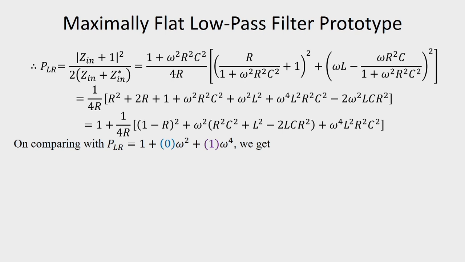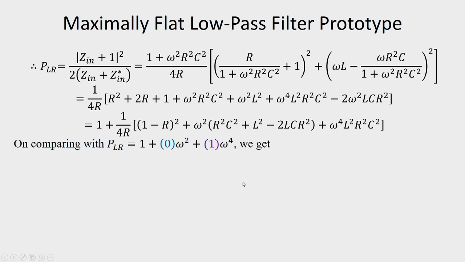We know that PLR is an even polynomial in omega square, and we saw that in our case when n is equal to 2, it is 1 plus omega to the power 4. So, we can write it in this form, and now if we make a term by term comparison, because here for the expression for PLR, we have omega square, we have actually 1 plus 1 by 4R, 1 minus R whole square, and then a term which is the coefficient of omega square, and another term L square R square C square divided by 4R, which will be the coefficient of omega to the power 4.